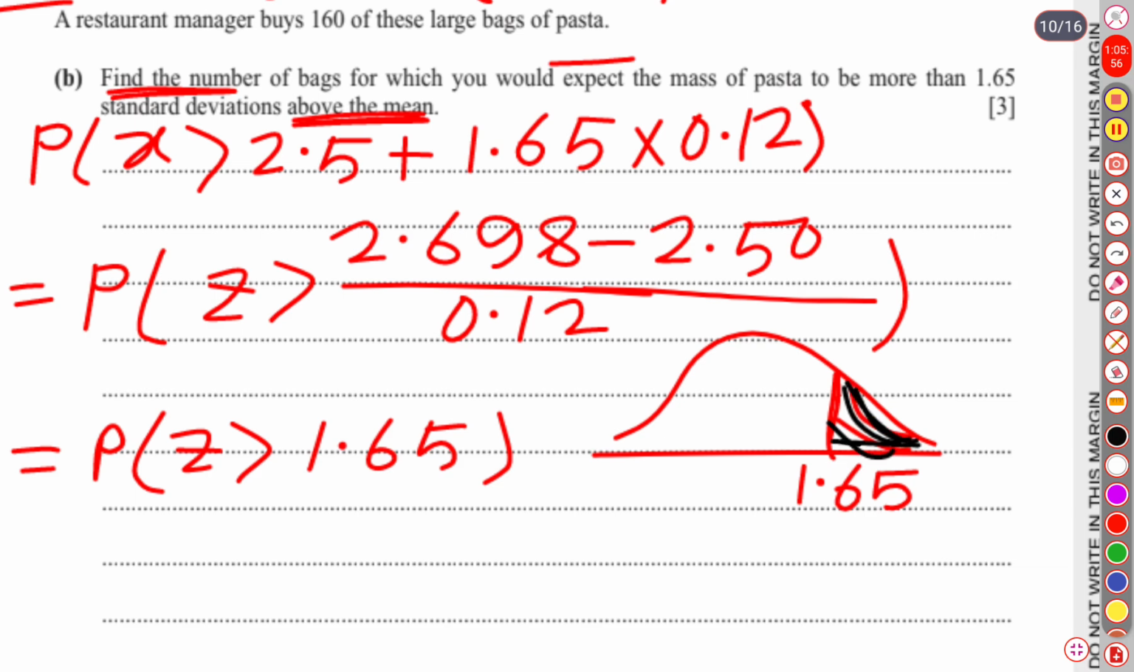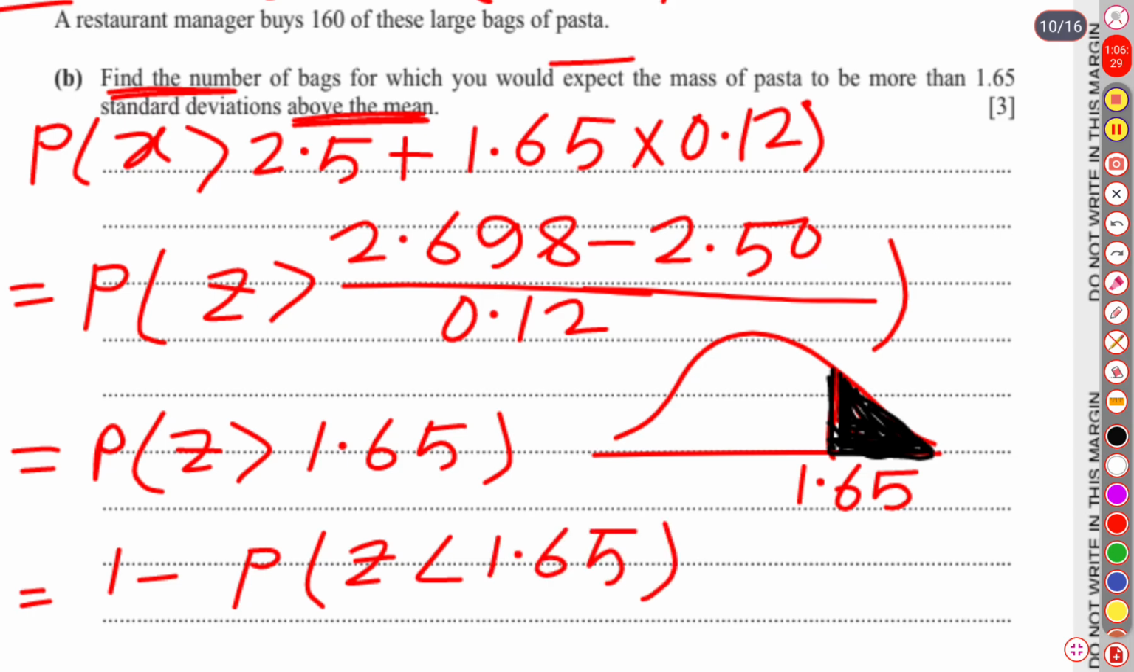For this tiny part, what we always do is subtract the left part. If we subtract the left part from the whole probability, we will always get the smaller part. For the smaller part, we always subtract the left part, because none of the probabilities given in the probability distribution table is less than 0.5. So we will just subtract the left part, probability of z less than 1.65.